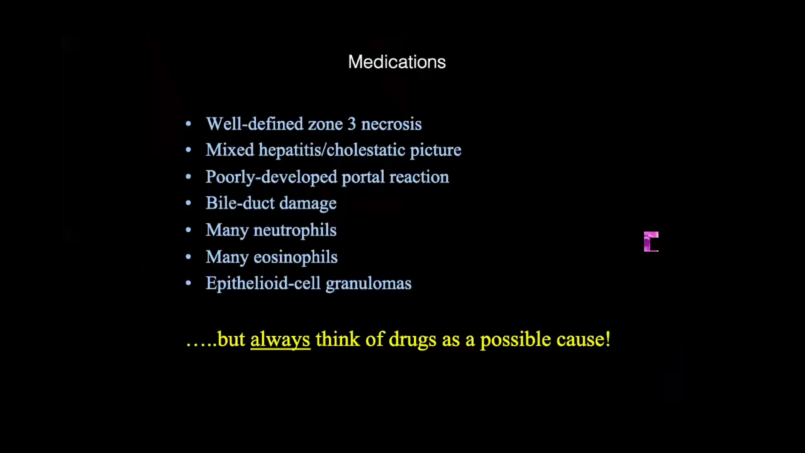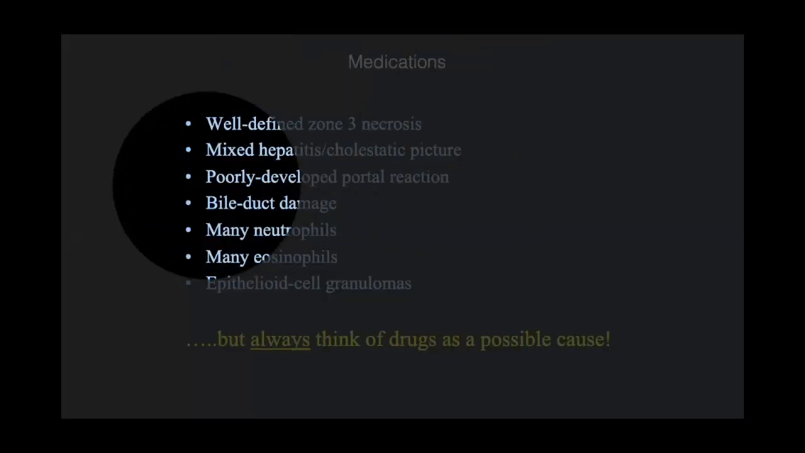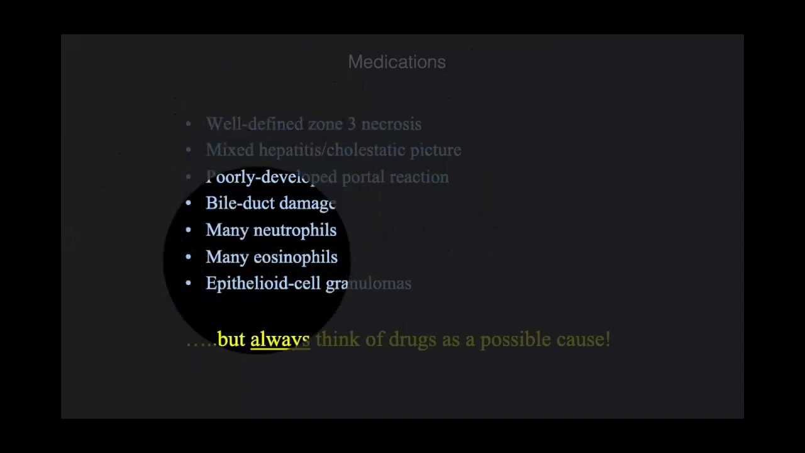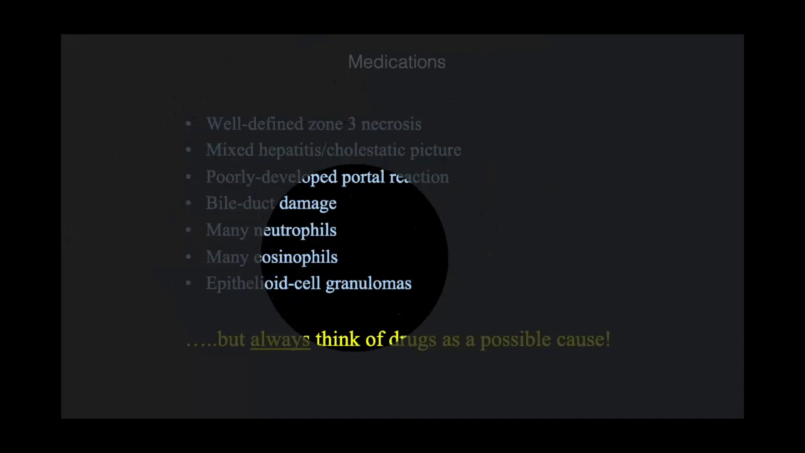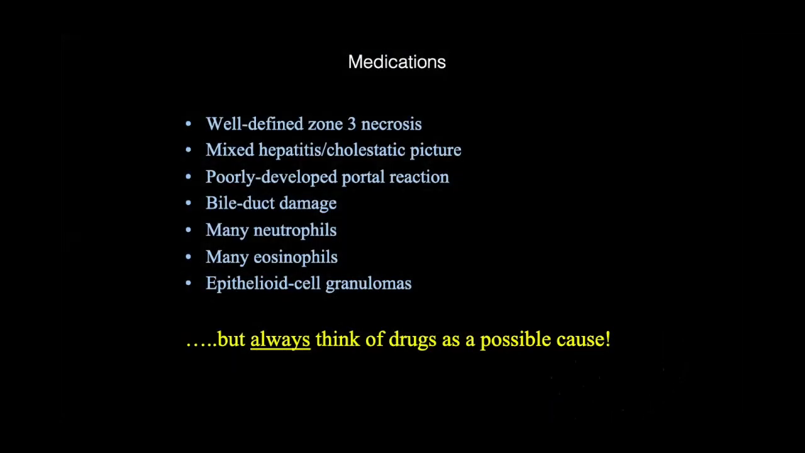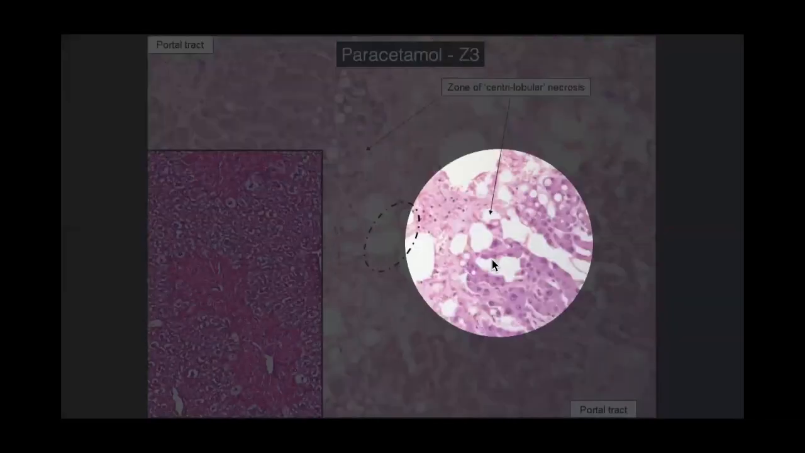Medications can show any changes. It may be zone 3 necrosis. It can be mixed hepatitis with the cholestatic picture. It can be a poorly developed portal reaction, bile duct damage, neutrophilic infiltrate, eosinophilic infiltrate, even granulomas. As I told you before, always think of drugs as a possible cause in any changes of liver that you see in liver biopsy. See, this is the paracetamol poisoning where you can see zone 3 centrilobular necrosis.